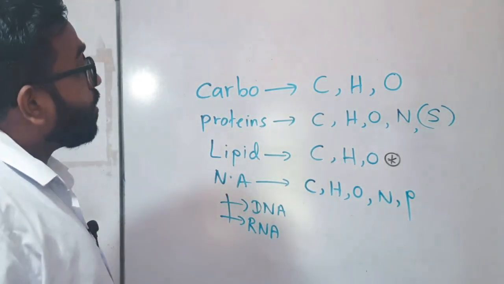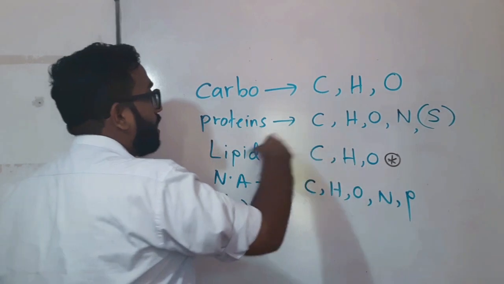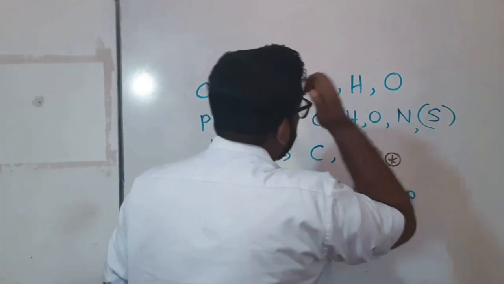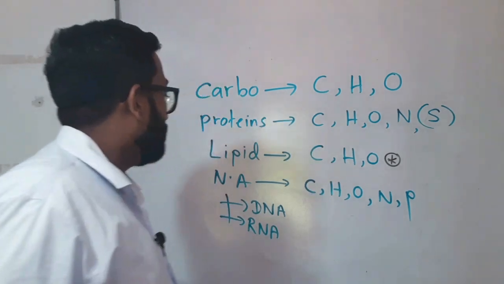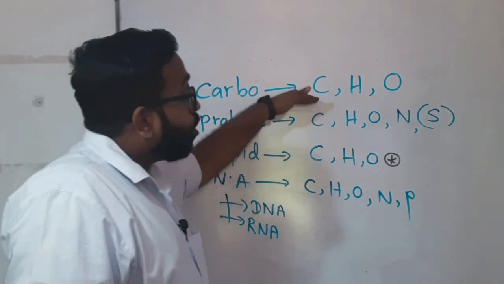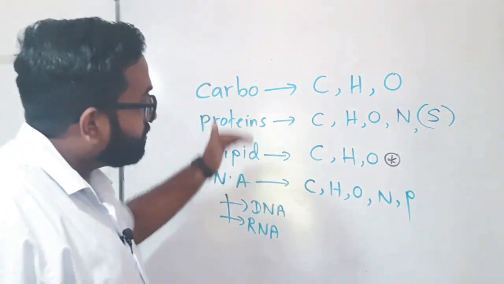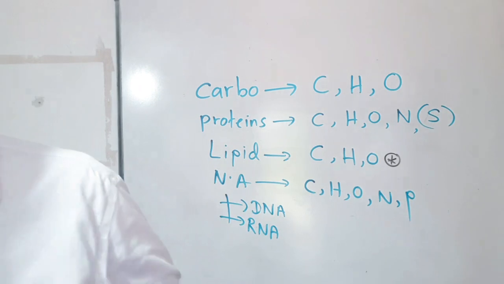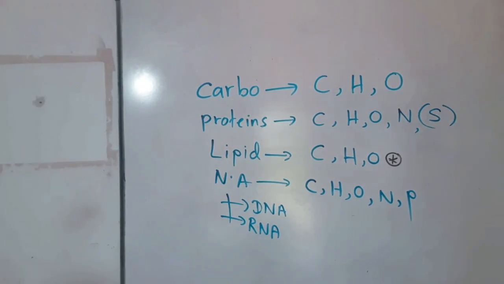What are the tricks we found? Carbohydrates: carbon, hydrogen, oxygen. Proteins: carbon, hydrogen, oxygen, nitrogen, sulfur. Then lipids: carbon, hydrogen, oxygen. Nucleic acid: carbon, hydrogen, oxygen, nitrogen, phosphorus. CHO, CHONS, CHO, CHONP. That's the trick. If you can remember very quickly once you see the question, then you are good.